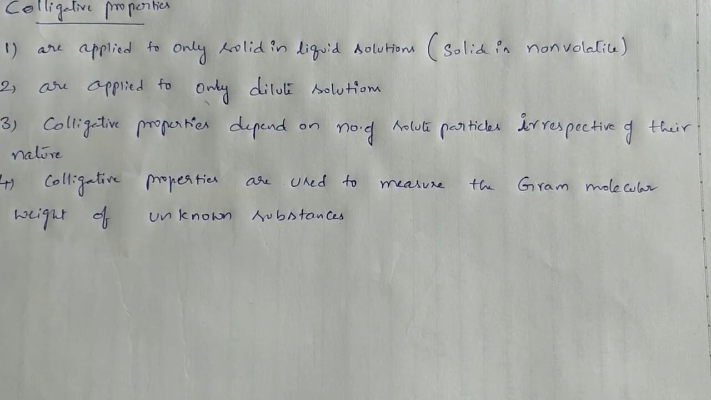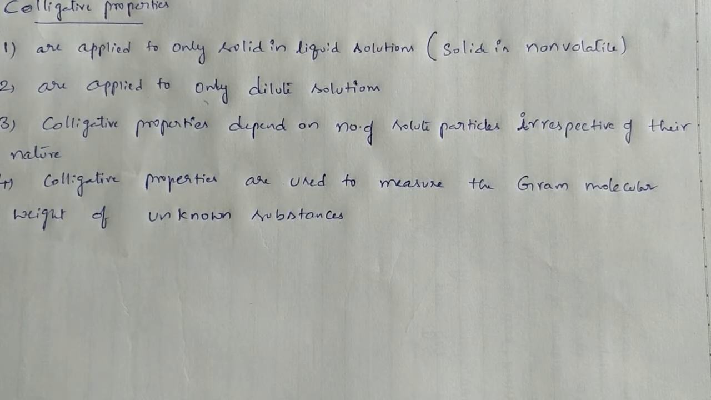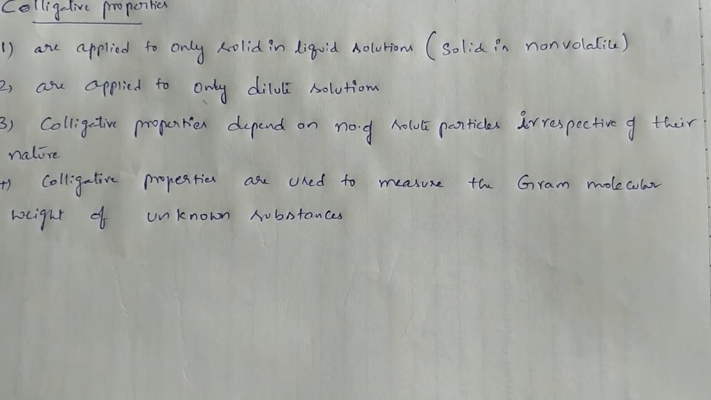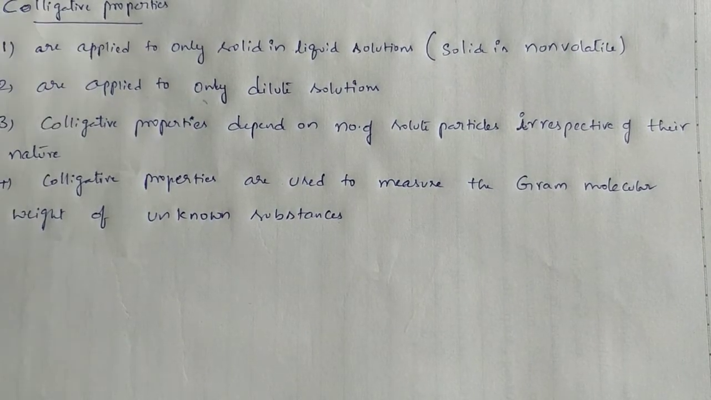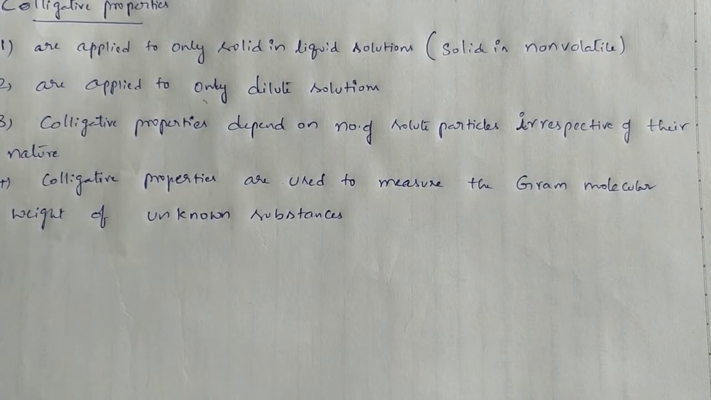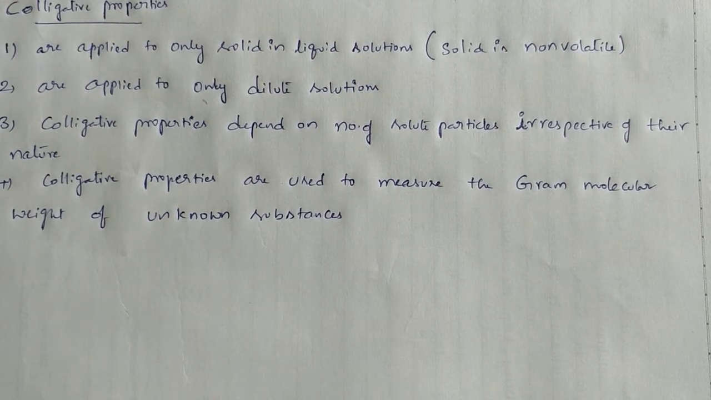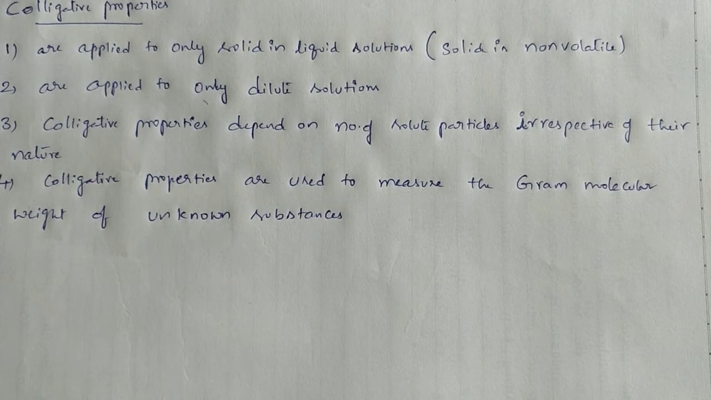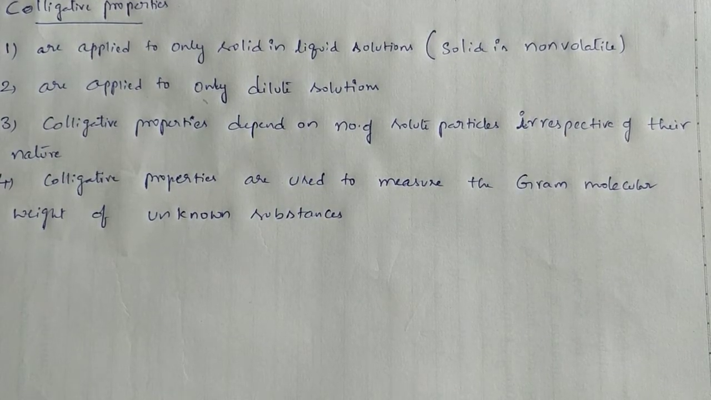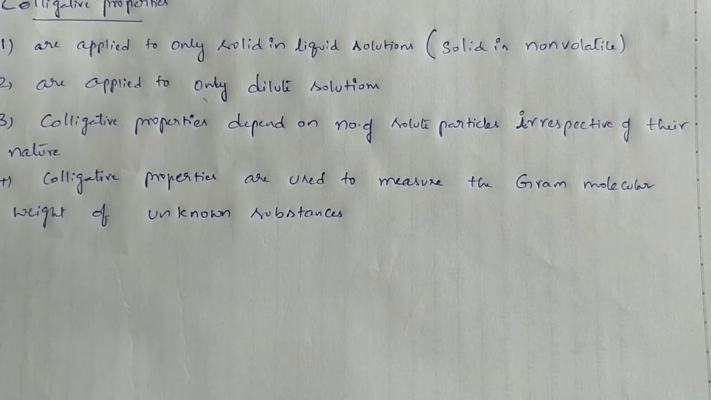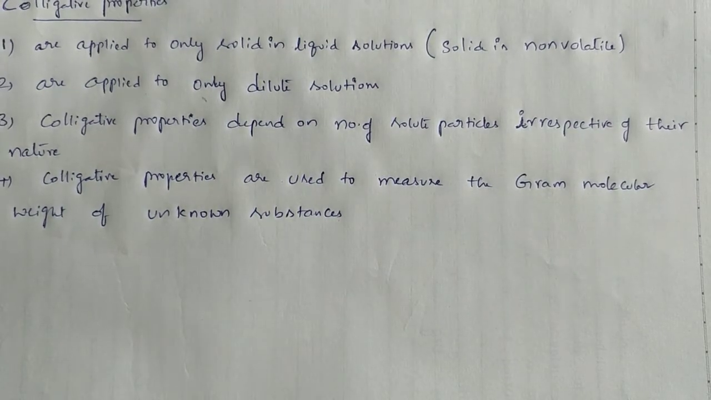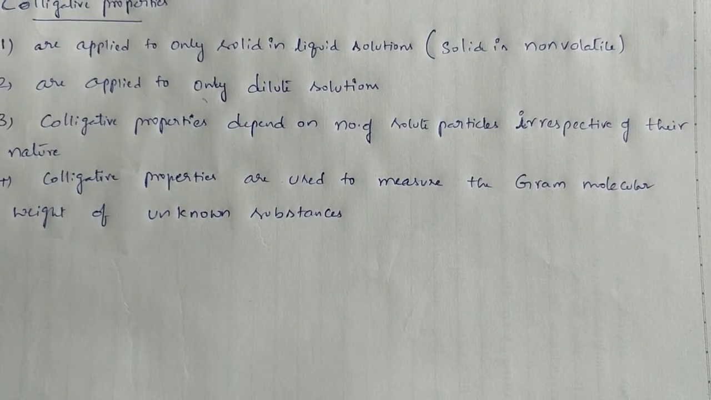Okay, these are the important points we need to remember before going to these properties. First one, colligative properties are applied to only solid in liquid solutions in which solid is non-volatile. Second one, colligative properties are applied to only dilute solutions. Third one, colligative properties depend on number of solute particles irrespective of their nature. And fourth one, colligative properties are used to measure the gram molecular weight of unknown substances.